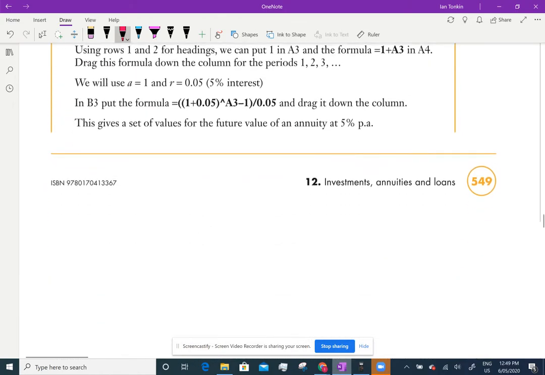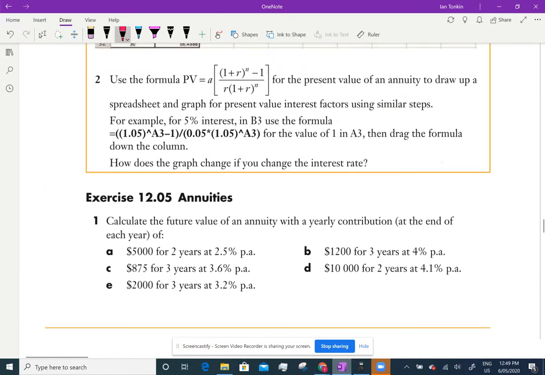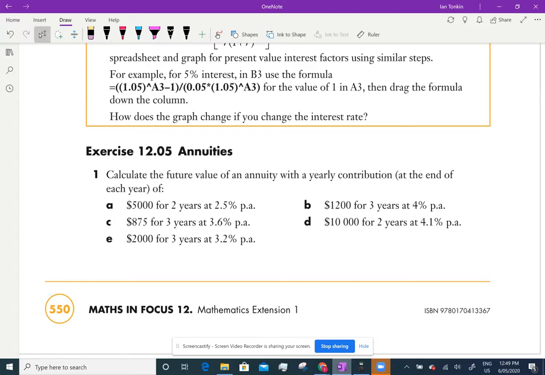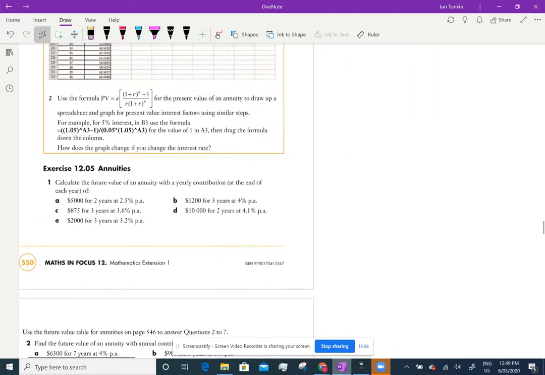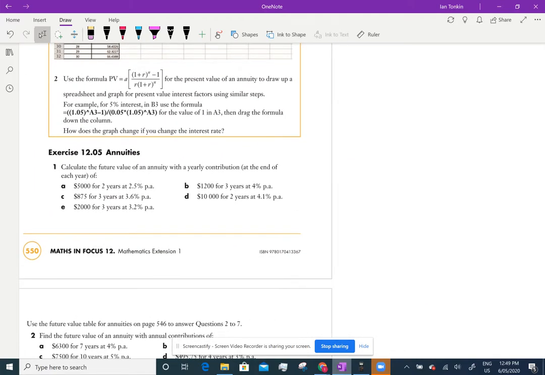All right, so let's have a go at some of these questions. I'm not going to do all of these because they take a lot of time. So let's just do a nice easy one. These are all yearly ones. So let's take 1B.